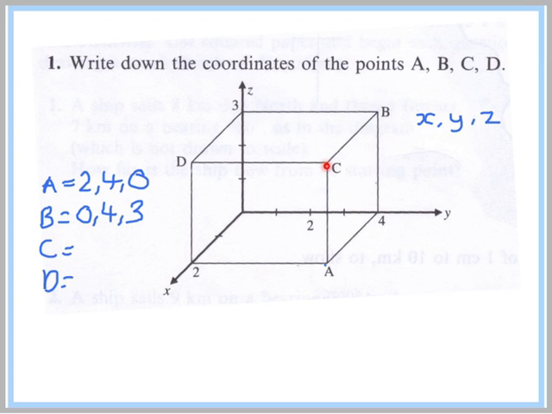C is right out here, so that is again 2 along my x-axis, it is 4 along the y-axis, and it is 3 up. So that is going to be 2, 4, 3. And D, which is here, is 2 along the x-axis, but we've not travelled along the y-axis at all, so it's got to be 2, 0, and then it's gone up 3 along my z-axis, so that must be 2, 0, 3.